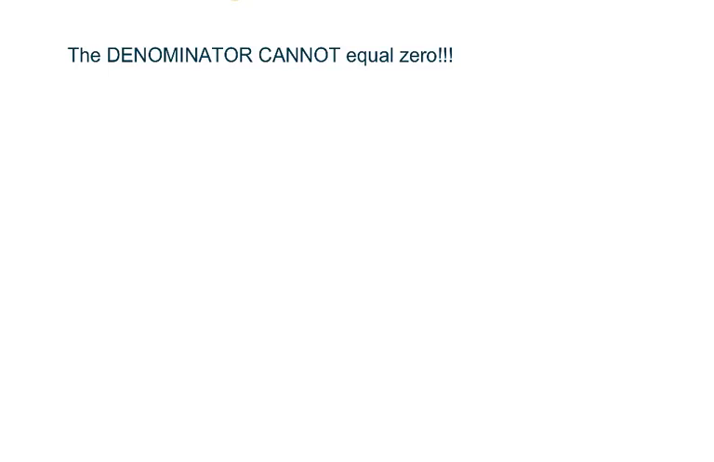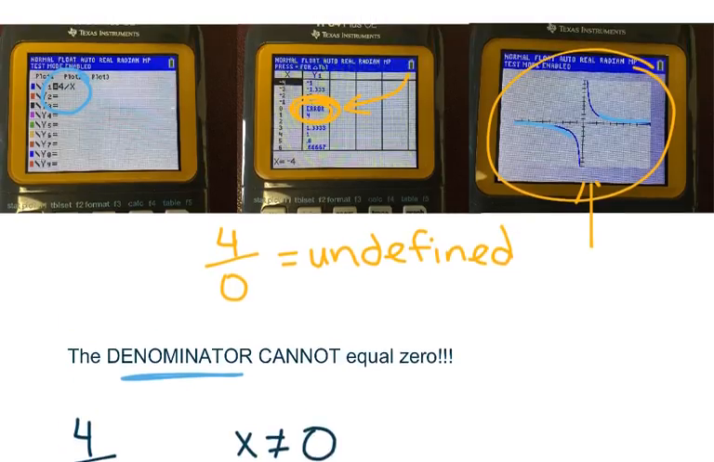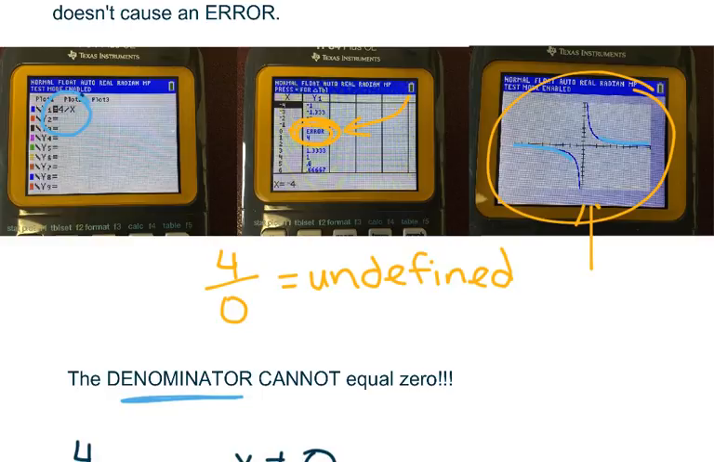So the whole point here is that the denominator cannot equal 0. It's not that x can never be 0, but the denominator cannot be 0. So let's see what that looks like in a couple situations. So first we had our 4 divided by x. We saw that x can't equal 0 in that situation. Because here's the equation, and the table tells us that there's an error there.